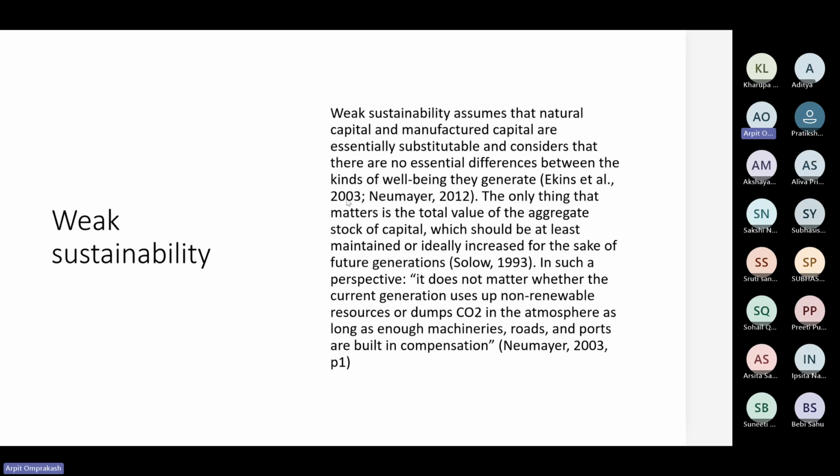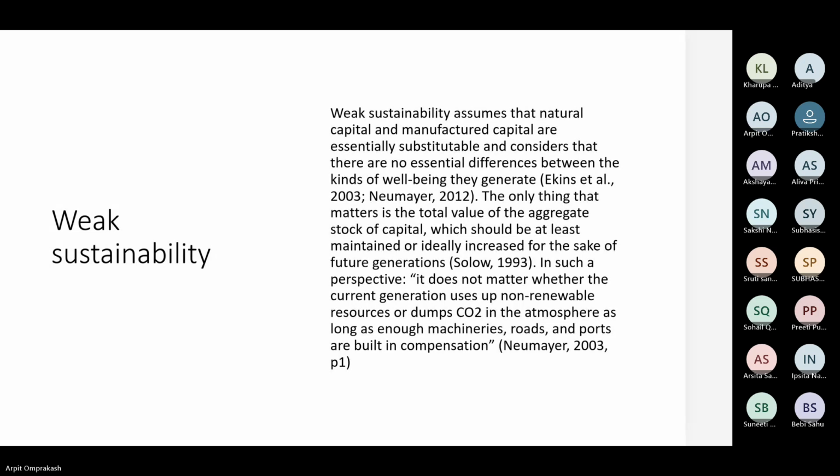Now, there are two things that we need to distinguish. The first is weak sustainability, and the second is strong sustainability. Weak sustainability assumes that natural capital and manufactured capital are essentially substitutable and considers that there are no essential differences between the kinds of well-being they generate.